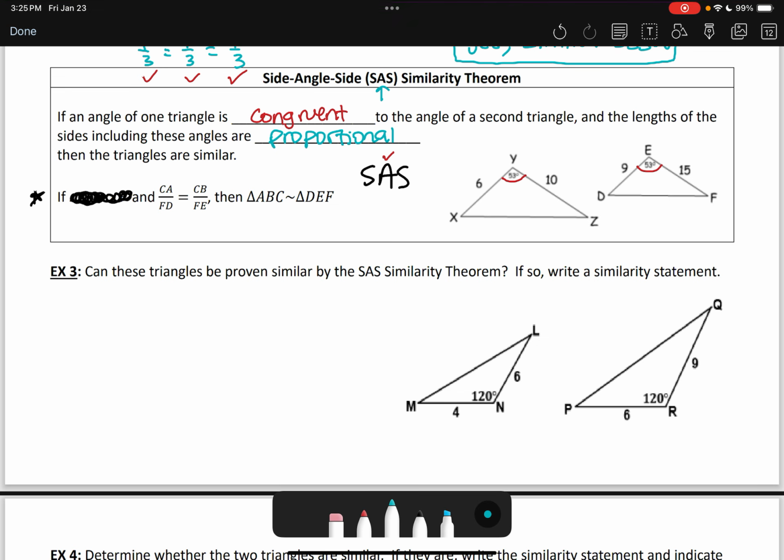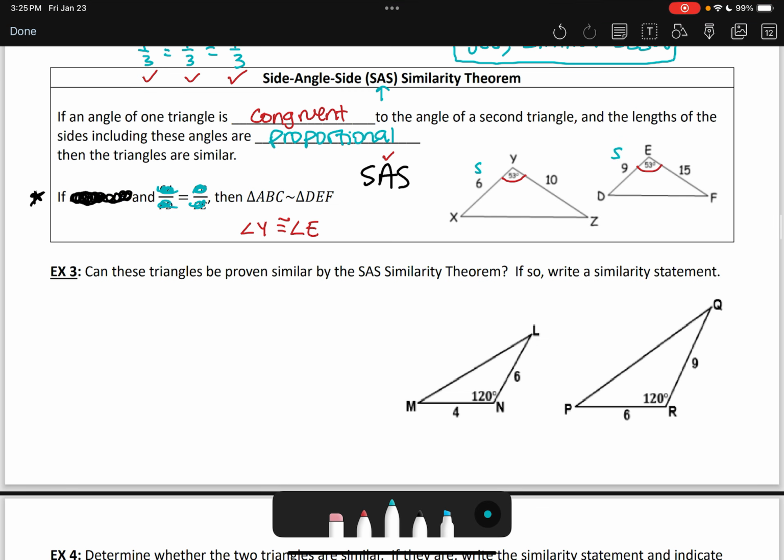And we, again, don't have C. So what we'll do here is we'll write this off to the side. What we actually have here present is that angle Y is congruent to angle E. And then our sides that we have here, well, between 6 and 10, the smaller one here is 6. And between 9 and 15, the smaller one's 9.